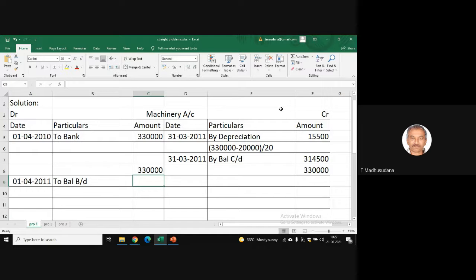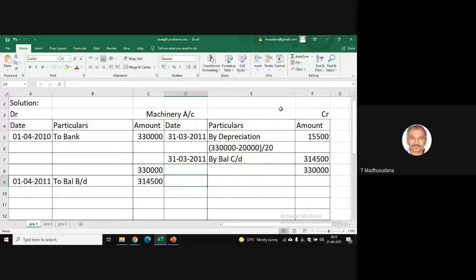Okay, here 3,14,500. So this is of 1 year. How many years we have to prepare? You are required to prepare for 5 years. 1 year completed. Next, second year.